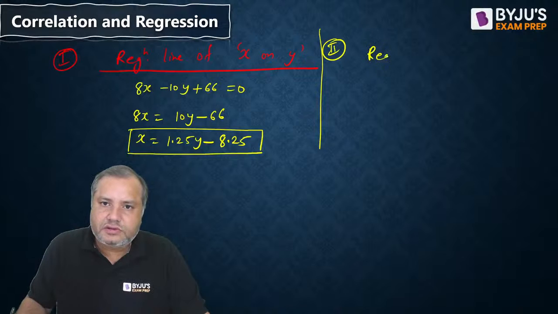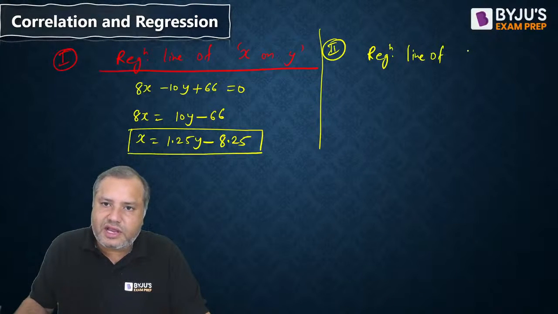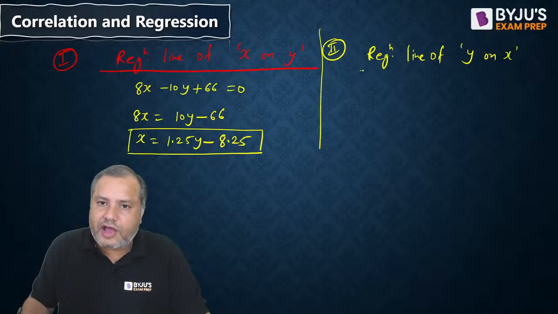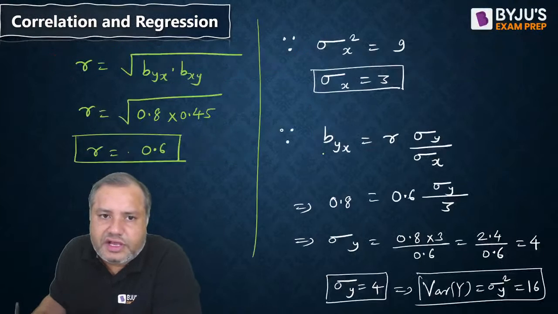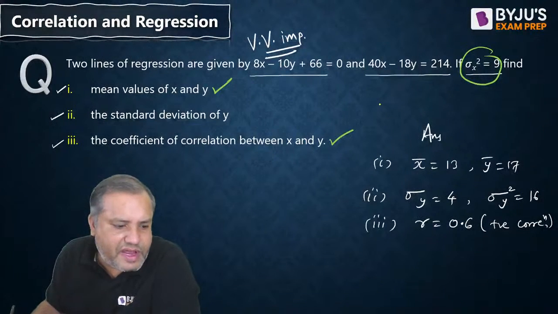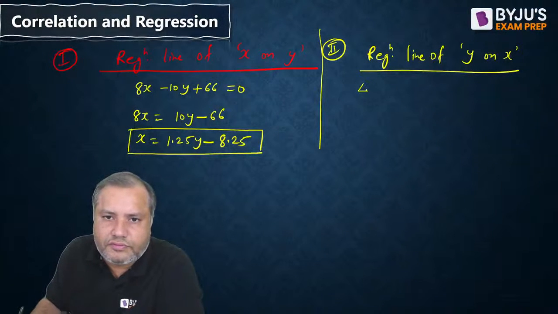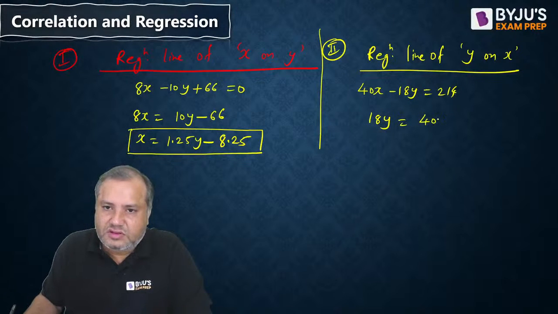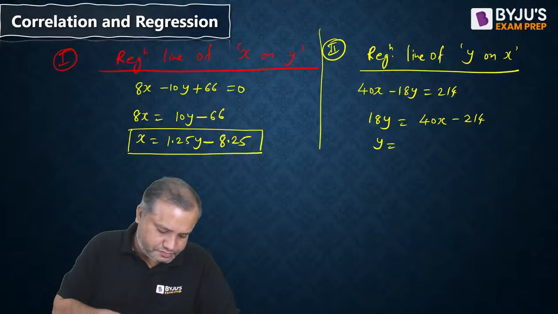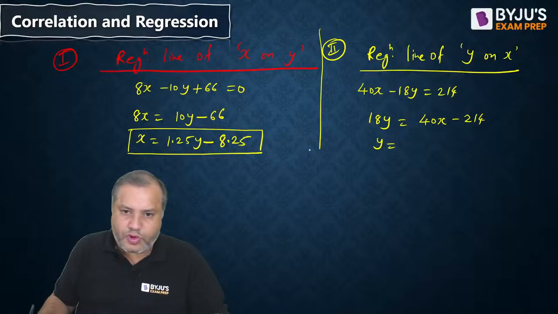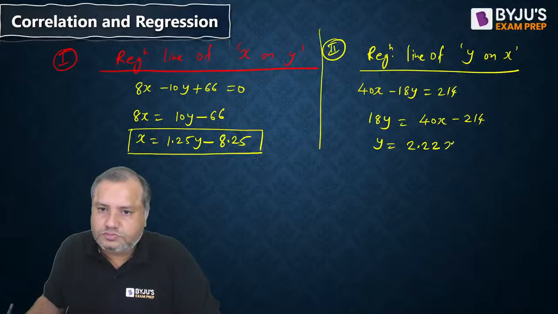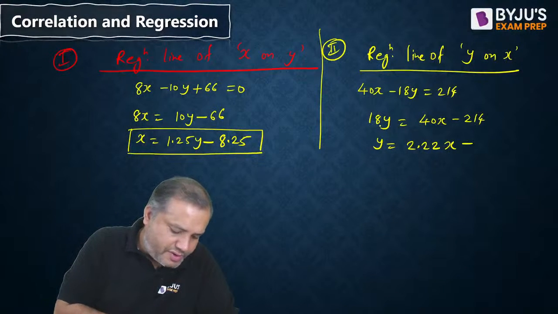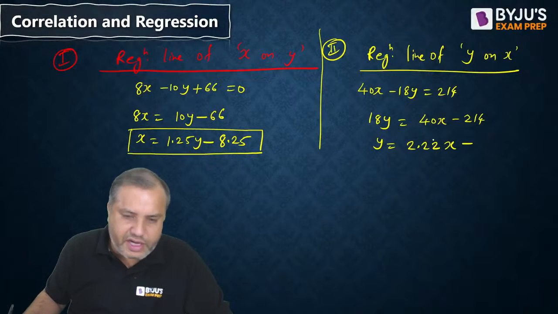We get 8.25. Second one is the regression line of y on x. We have just assumed the reverse. Regression line of y on x: 40x minus 18y equal to 214. So find out the value of y. 40x minus 214, 40 upon 18, 2.222. 214 divided by 18, 11.89.